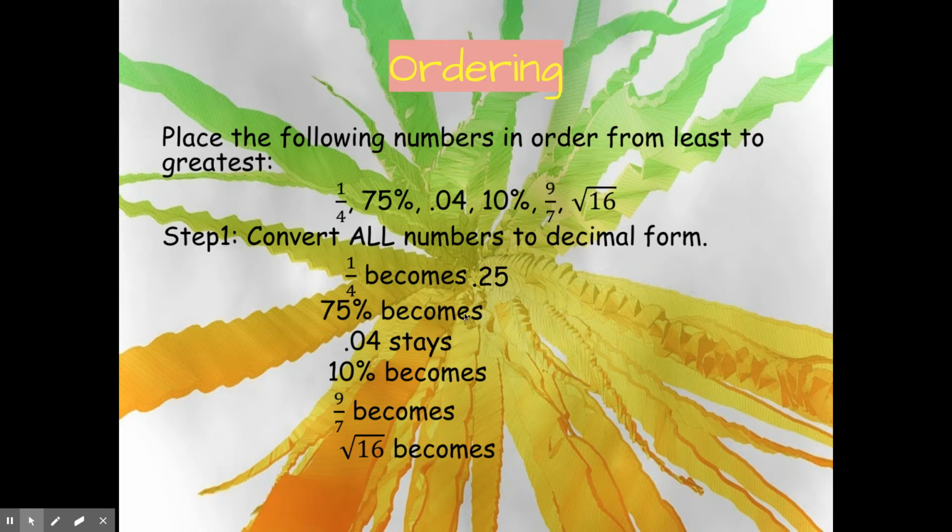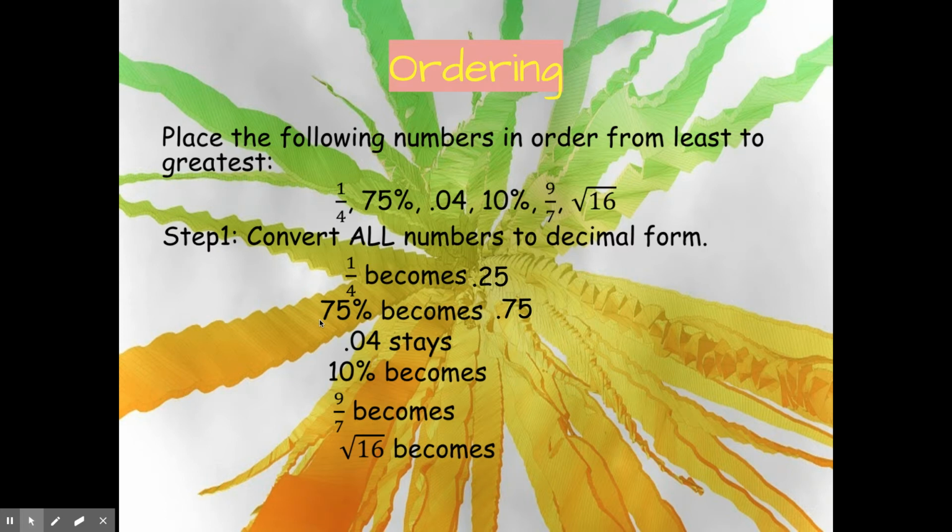75%. To convert a percent to a decimal, there's a couple ways I can do it. If you remember from the 7th grade, the easiest way we converted percents to decimals was by moving that decimal 2 times to the left. In 75%, that's a whole number, so my decimal's right here behind this 5. If I move that to the left 2 times, 1, 2, I get 0.75.